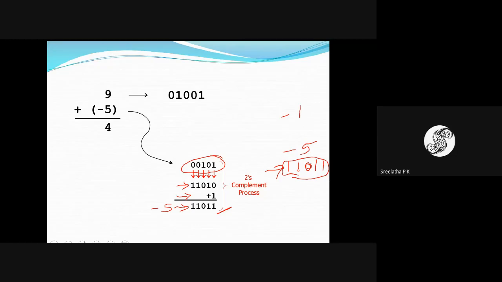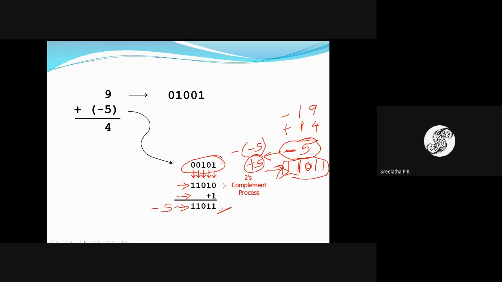I did minus 19 plus 14. I get minus 5. Somehow I get this answer. Now I want to find what is the value which is stored here. How do I find the value? I should again find the 2's complement of this. When I find the 2's complement of this, I get minus of minus 5, so that is plus 5. I get the value that is stored there.